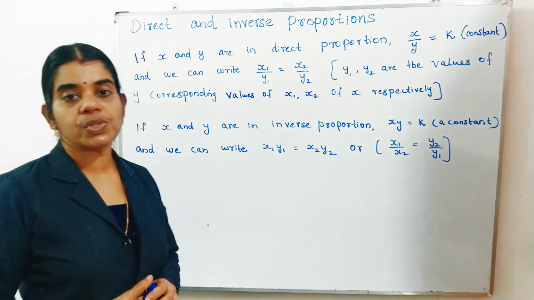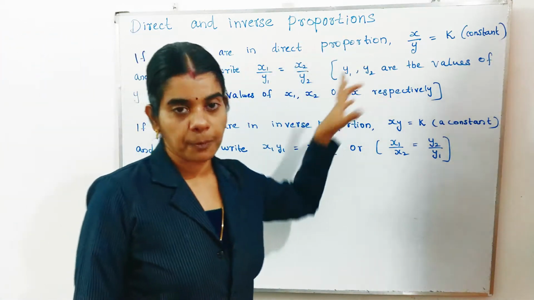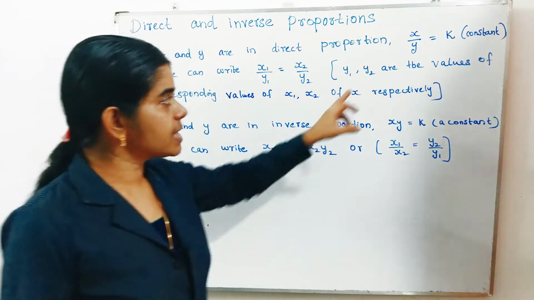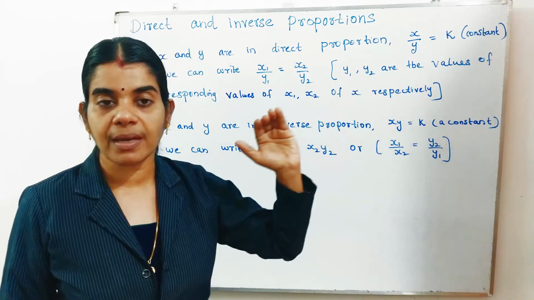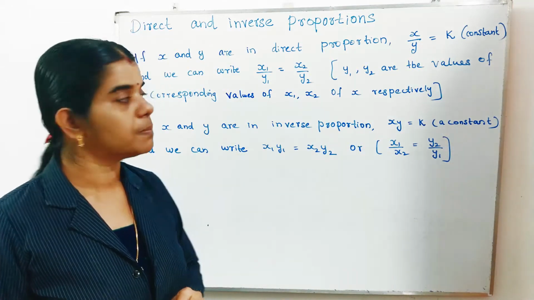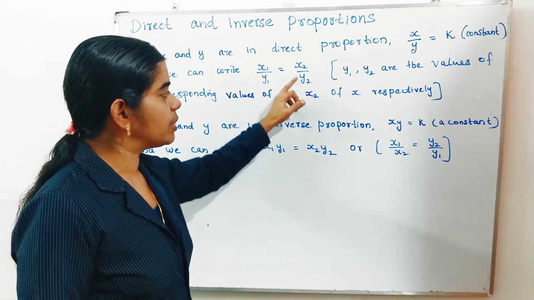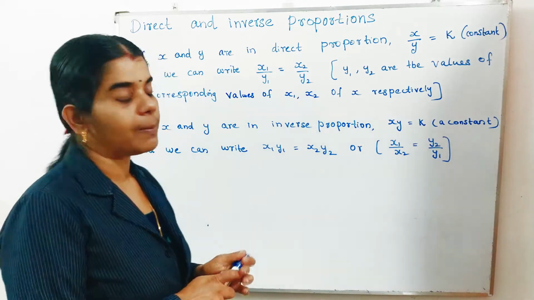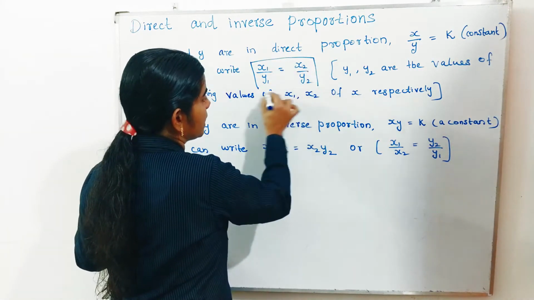Now, some formulas you should learn by heart. If x and y are in direct proportion, then when x increases, y also increases. So x by y will be a constant in the case of direct proportion, and we can write x1 by y1 is equal to x2 by y2. This will be the formula for direct proportion. You should learn this by heart.